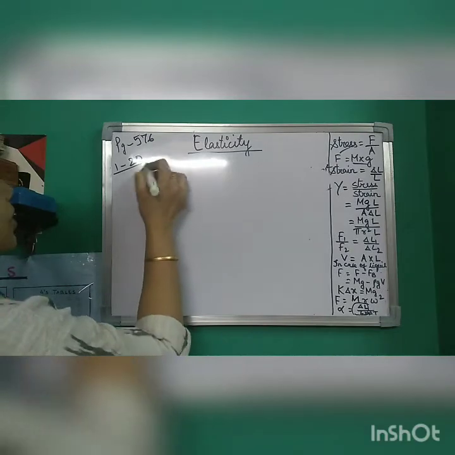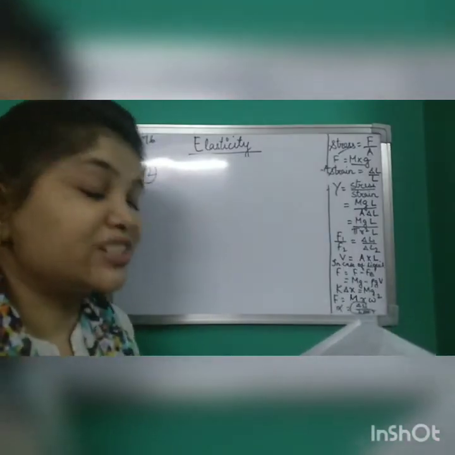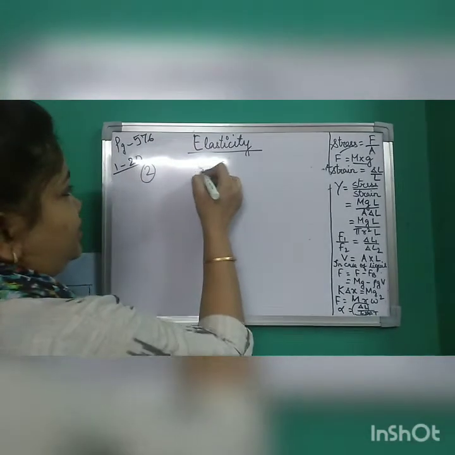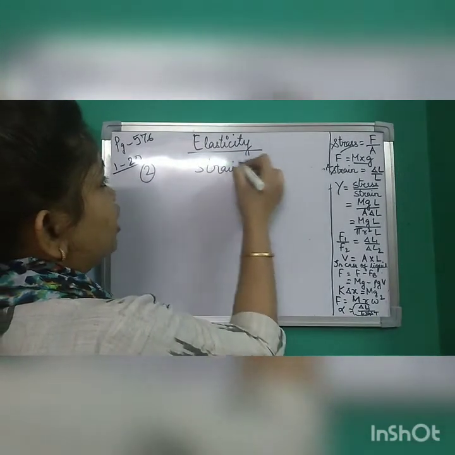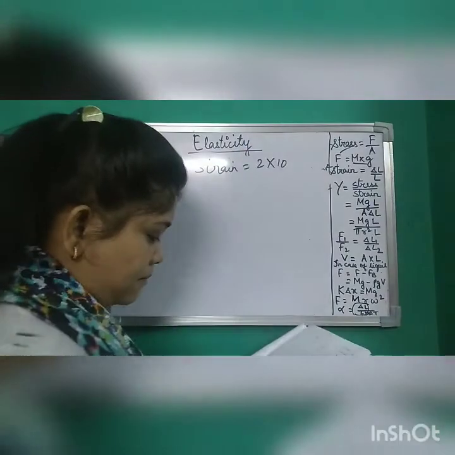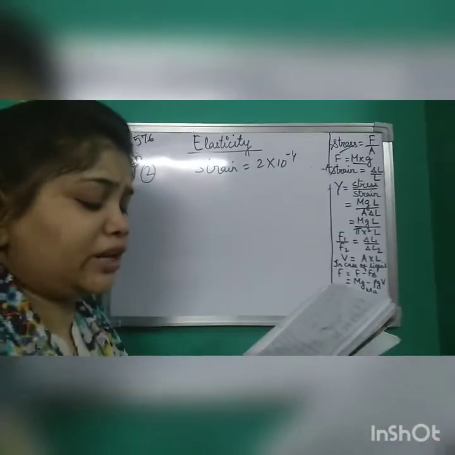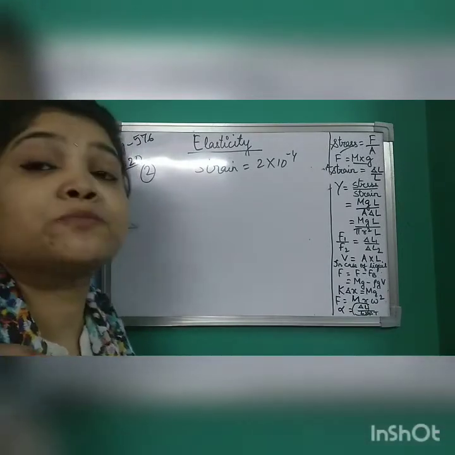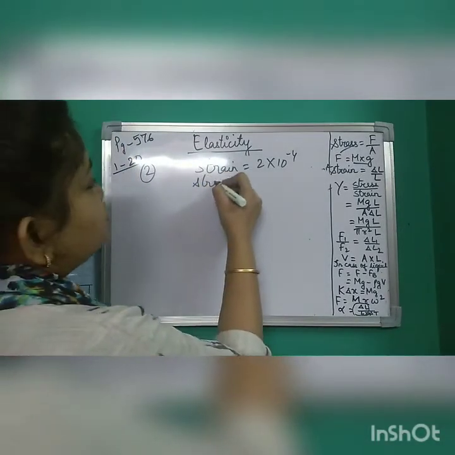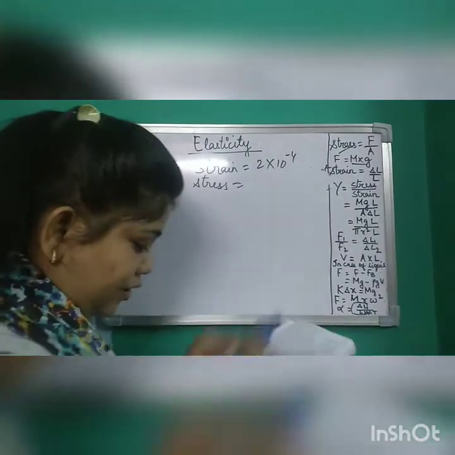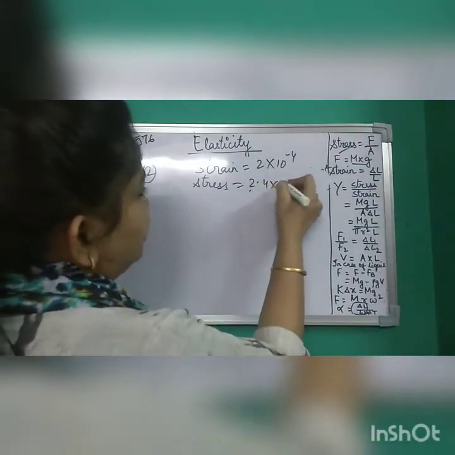Now let's do sum number 2. What is sum number 2? In order to produce a longitudinal strain, the strain is given as 2 into 10 to the power of minus 4. A stress of 2.4 into 10 to the power 7 Newton per meter square is produced in a wire. Stress is also given to us. So how much stress is given? 2.4 into 10 to the power 7.